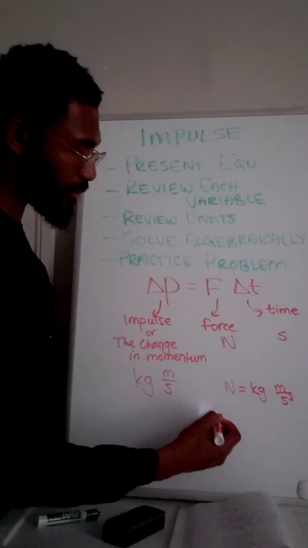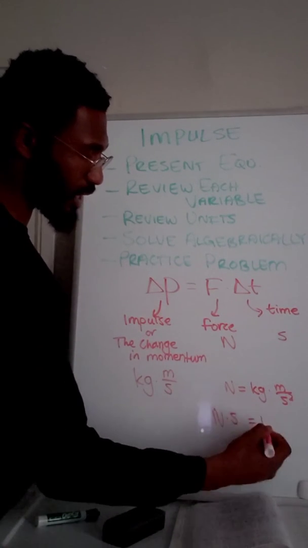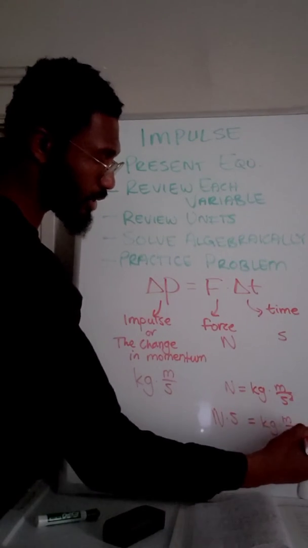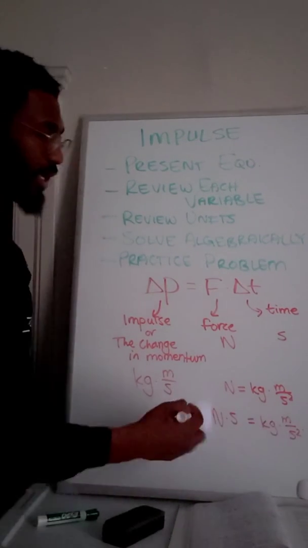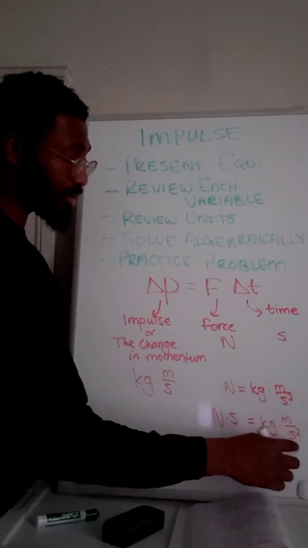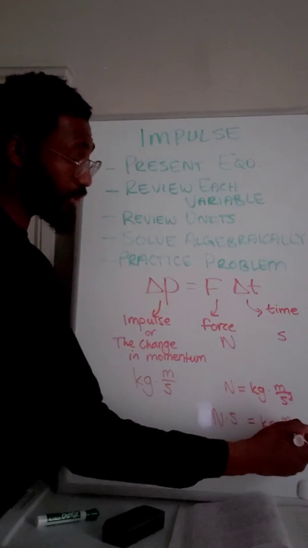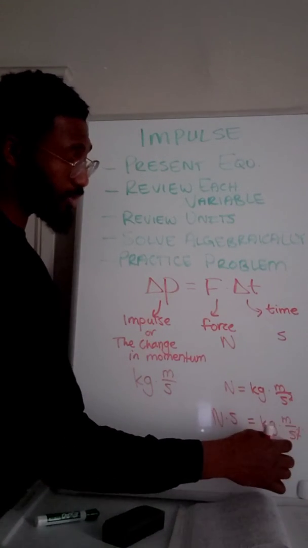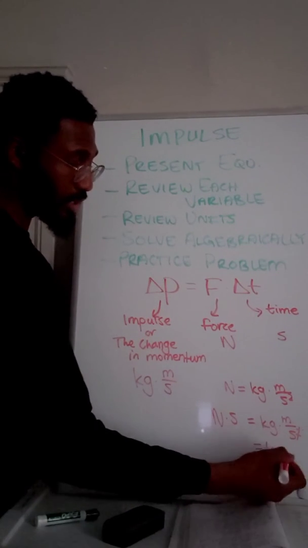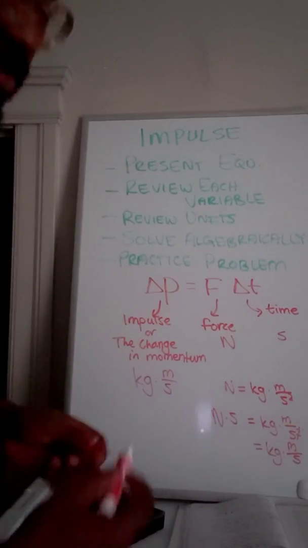Now, if we multiply a newton times 1 second, that's going to be the same as saying a kilogram times meters per second squared times 1 second. Now, this second is in the numerator. These 2 seconds are in the denominator. So I can actually cancel out one from the numerator with one of the ones from the denominator. So I end up with kilograms times meters per second. So that's how that works. All right.